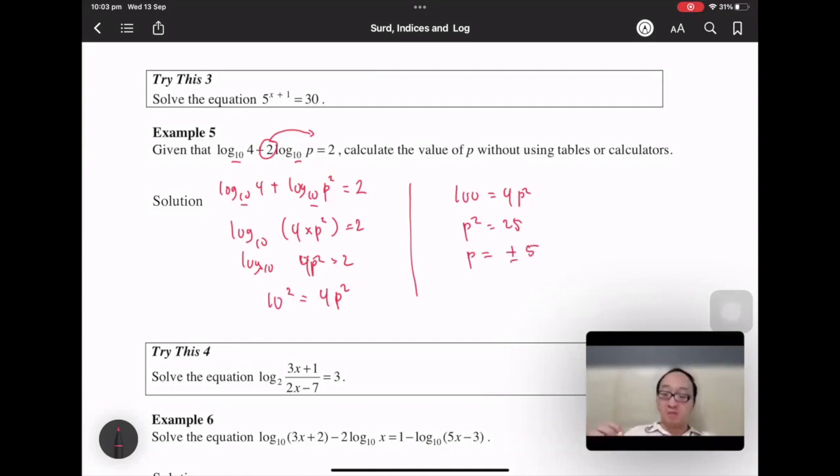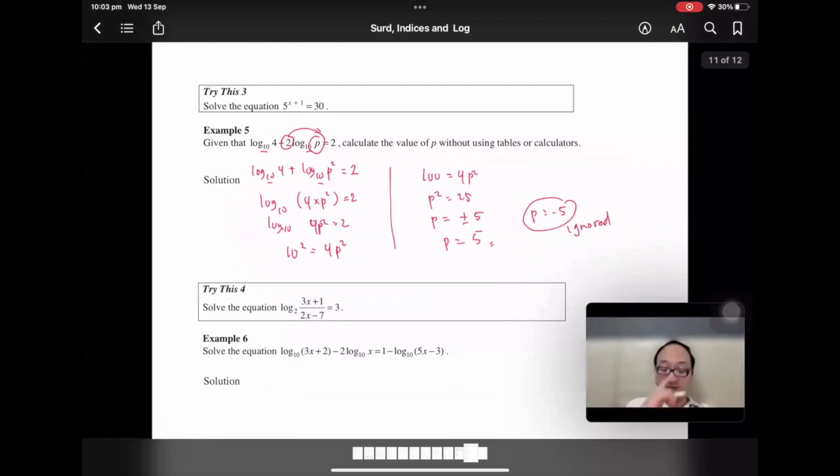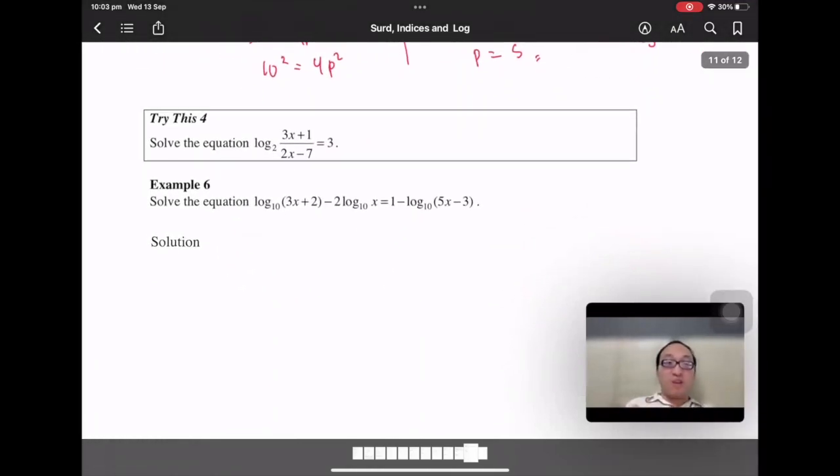But please be noticed that in here, p cannot be negative. So that means we only have the positive 5 value. Yeah, ignore the negative, because we cannot have a negative number inside the logarithm function. Okay, you can try again for the exercise.